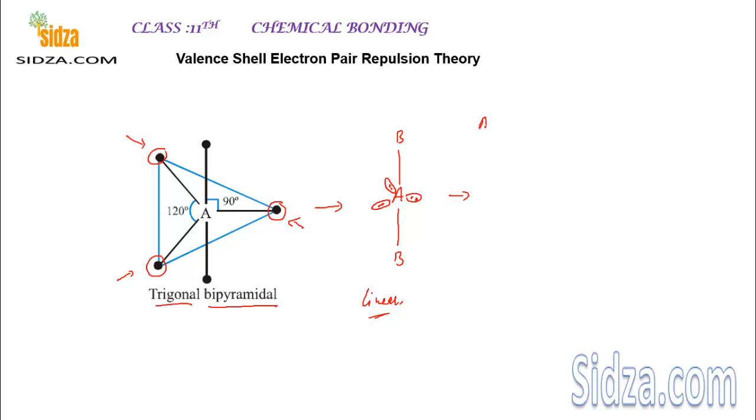So that means any molecule of AB2 type, with lone pairs 3 and bond pairs 2, the shape will be linear, right? Here an example will be xenon difluoride, XeF2. Xenon has 3 lone pairs and 2 bond pairs, with 2 fluorine atoms in a linear shape. So here you have 3 lone pairs over here, right? So the molecule is linear.